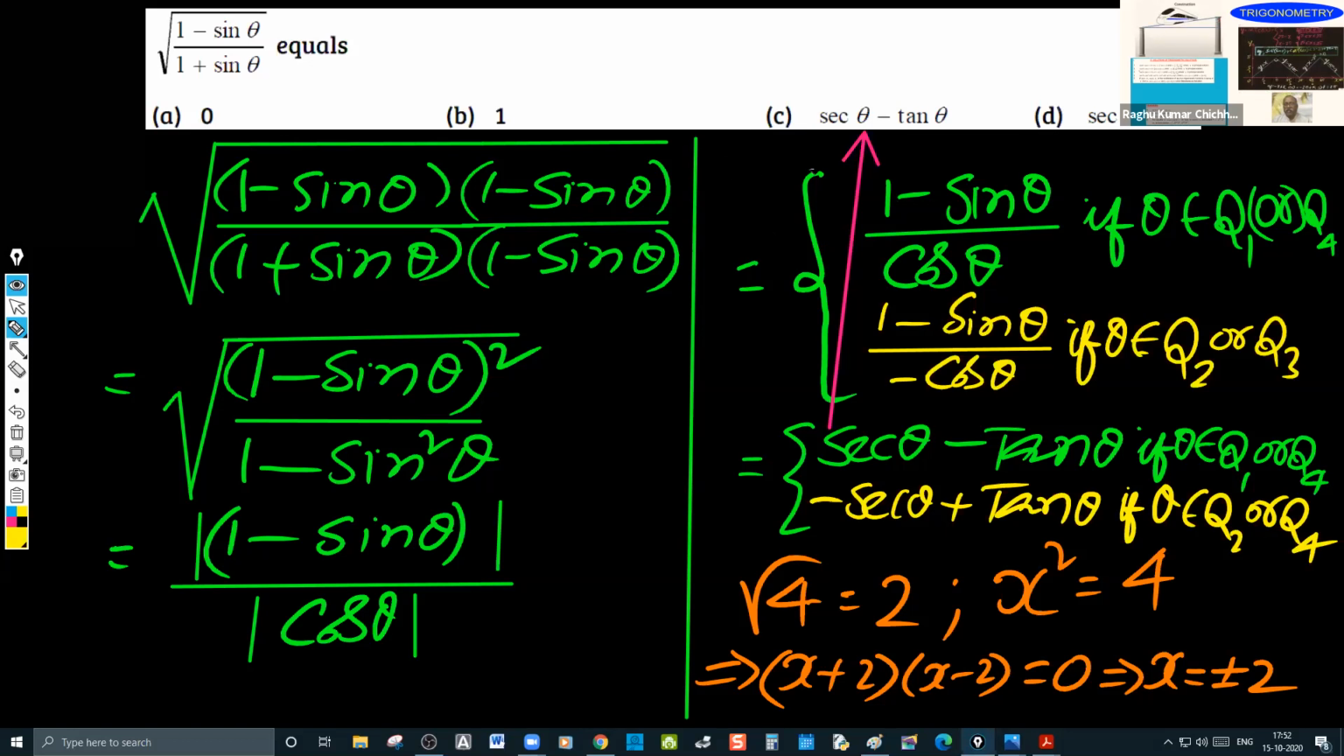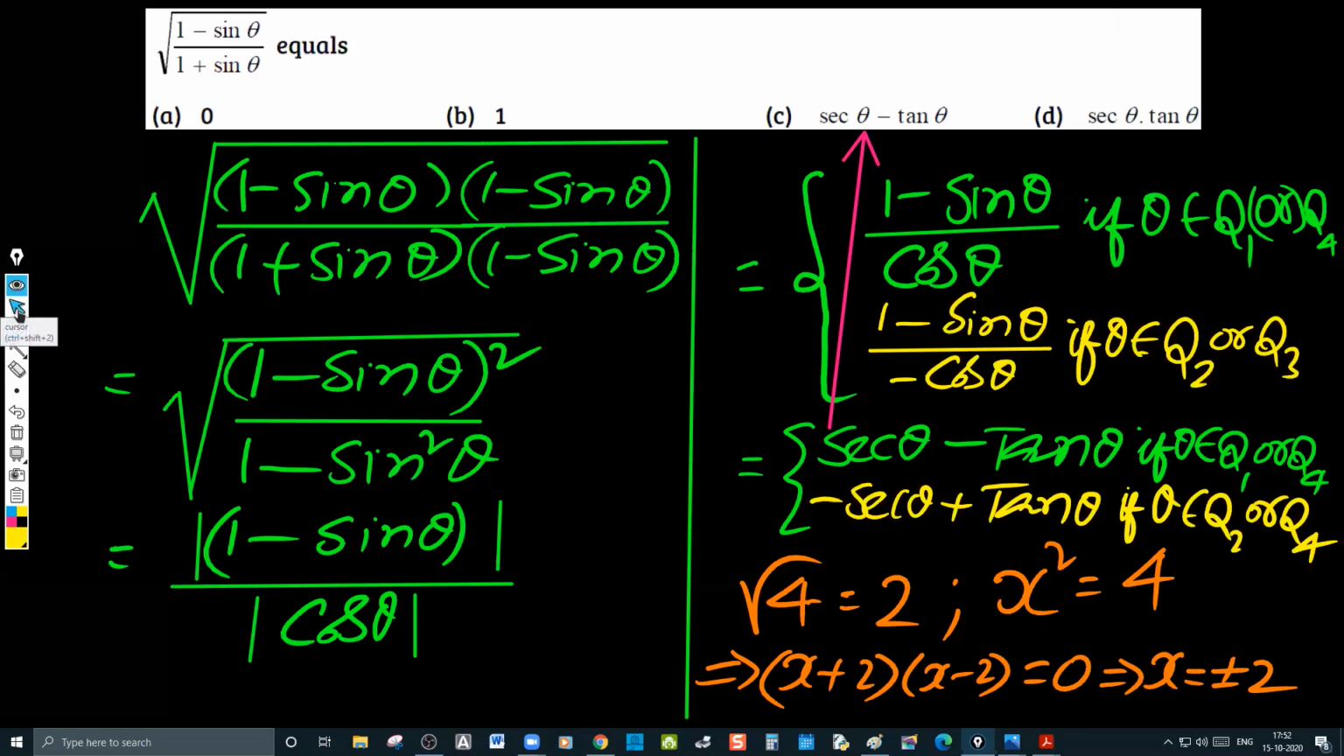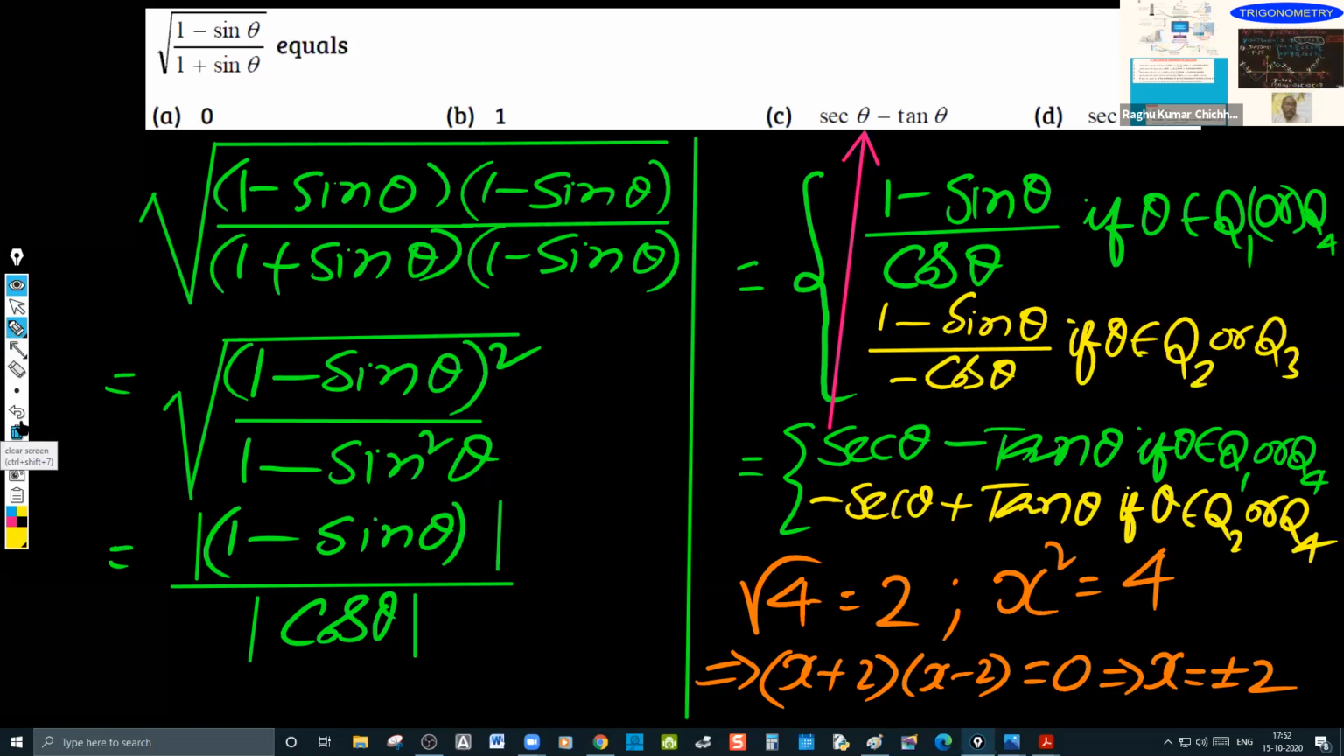Because I said in the beginning, it is JEE main level. You will have single correct answer questions. Then in this one, what is the correction to be done to this option here? Secant theta minus tan theta if theta belongs to Q1 or Q4. I hope you understand that. Are you writing this? Okay.